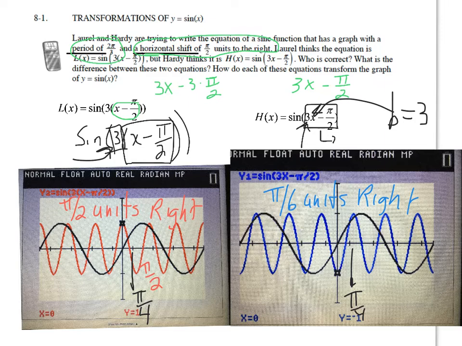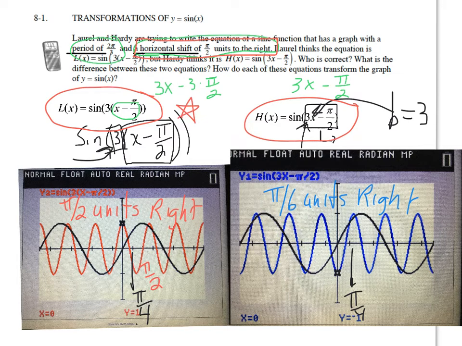Meaning, which equation is correct? Is Laurel's equation correct or Hardy's equation correct if we're looking for a horizontal shift of pi over 2 to the right? If you said Laurel's, you are correct. You get a star for today.